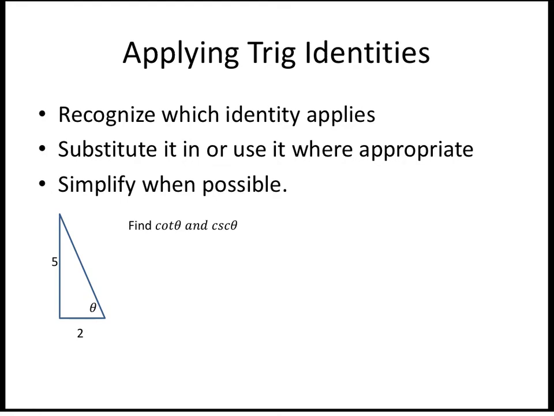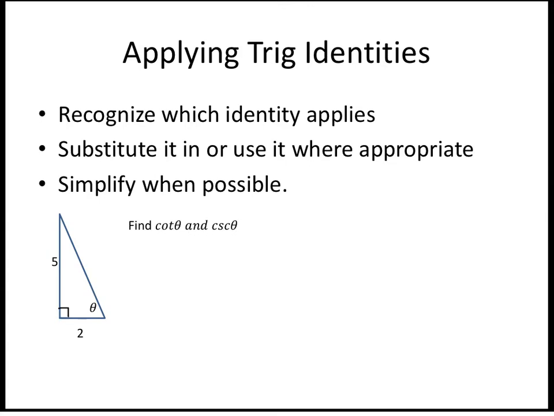So when we're applying trig identities, it's important to recognize which identity is going to apply, and that's going to just take some practice. We're going to substitute it in or use it where we can, and then simplify. Now, there's going to be several different ways we do this, and you'll see throughout the problems that we practice in class how that will go. But let's try right now with this first right triangle. We have a side length 2 and a side length 5, and we have this angle theta right here. And I want to find cotangent of theta and cosecant of theta, okay?